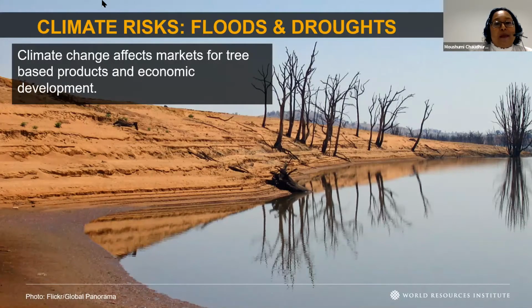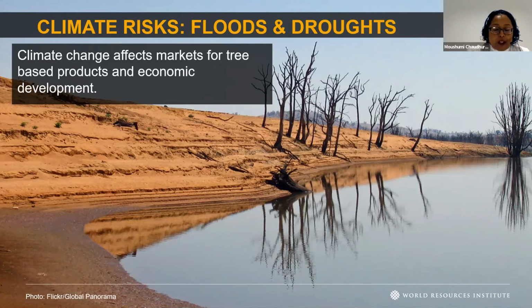In terms of climate risks that are most prevalent in Africa, it would definitely be floods and droughts. Climate change affects markets for tree-based products and economic development because of floods and droughts. Floods in particular can affect processing centers where timber and non-timber forest products are stored and developed into marketable products. Droughts can affect tree growth itself and destroy crops and livestock as water dries up. Climate change could be disruptive in terms of quality and quantity of products. This is why we need to manage climate risks so that businesses can remain functional and profitable.